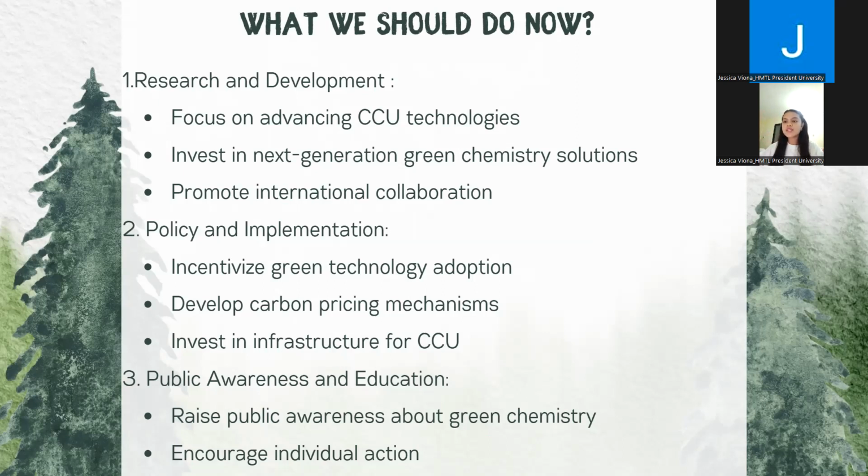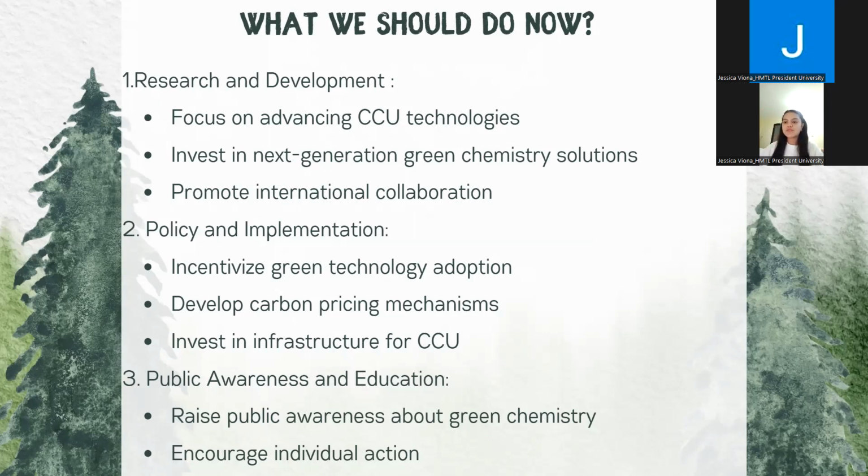And in policy and implementation, there are three things that we can do. First, incentivize green technology adoption. Governments can play a significant role by providing tax breaks, subsidies, and other incentives for companies that invest in adopting green chemistry technologies. This can make CCU and other sustainable practices more economically attractive.